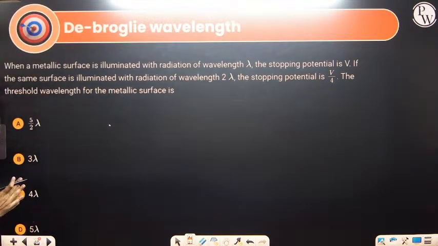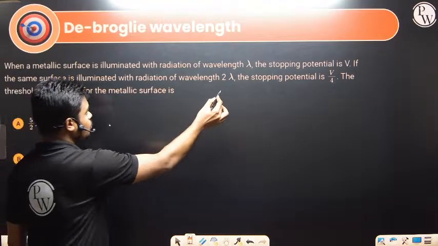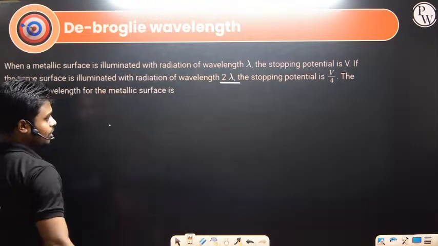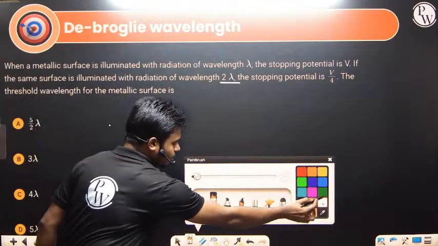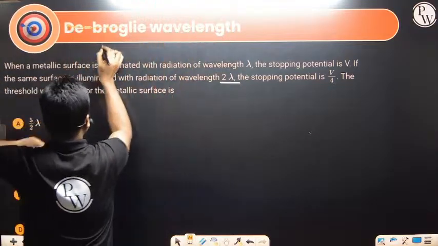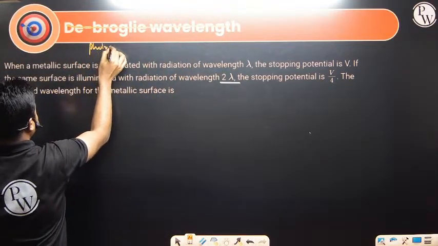When a metallic surface is illuminated with radiation of wavelength lambda, the stopping potential is V. If the same surface is illuminated by radiation of wavelength 2 lambda, the stopping potential is V by 4. The threshold wavelength of the metallic surface is given by? This particular thing is coming from the photoelectric effect only.